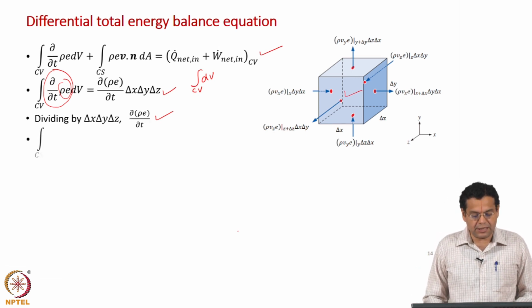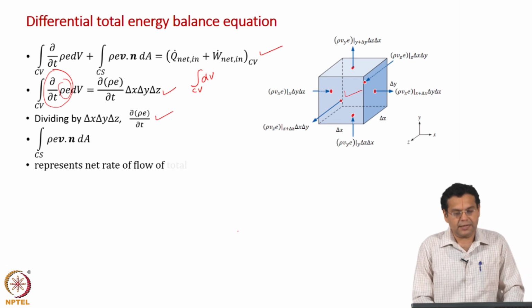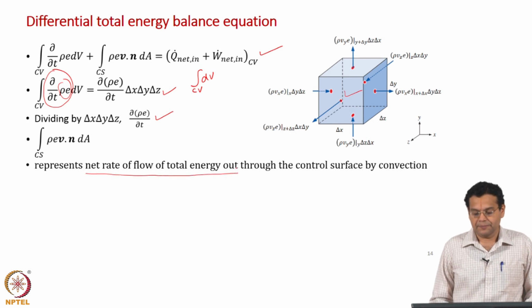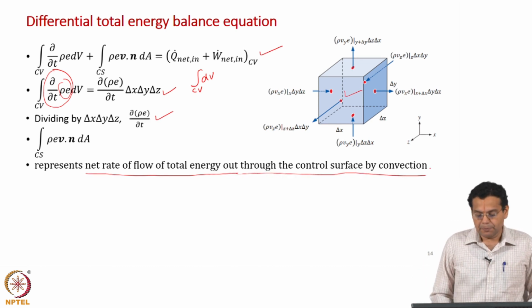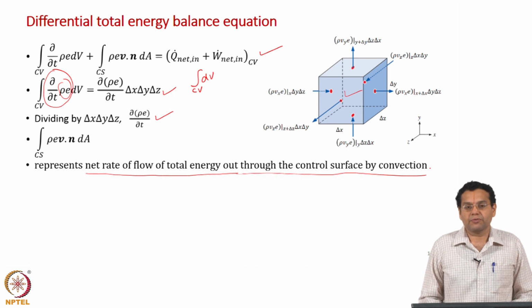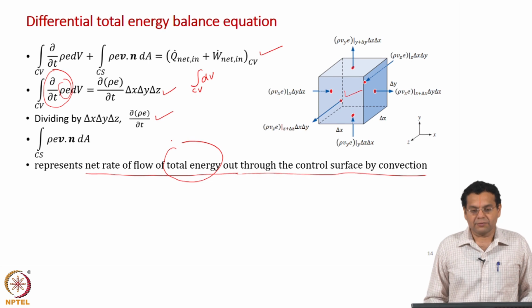Now, let us proceed with the convection terms. Let us look at the significance once again. It represents the net rate of flow of total energy out through the control surface by convection. So, it tells about the rate of flow of energy, and it represents the net rate of flow of total energy out through the control surface by convection. Now, many terms are very familiar to us. We have looked at this several times while deriving other conservation equations. The only difference is that now we are applying it for total energy.